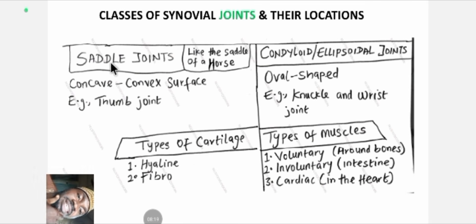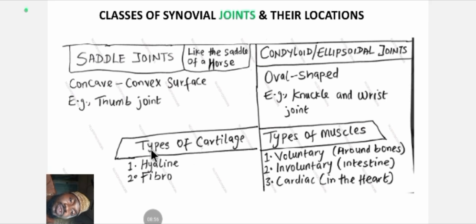We also have the saddle joints, like the saddle of a horse. That thing you put on top of a horse before you sit on it is the saddle. All right. It has a concave and a convex surface. The surface is like this, this kind of curve, a concave and a convex surface. Where do you have this? You have it in the thumb joint here. That's where you have the saddle joint. All right. You also have the condyloid/ellipsoidal joint, which is oval shaped. Okay, it's found in the knuckle and the wrist.